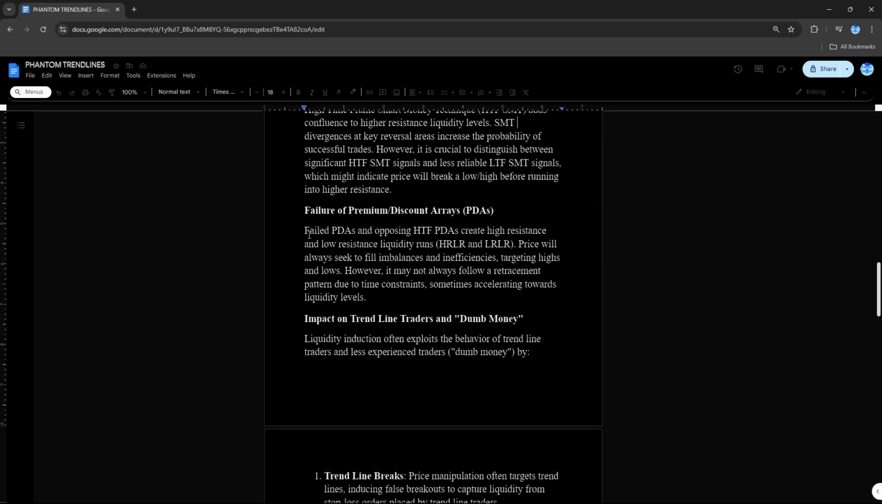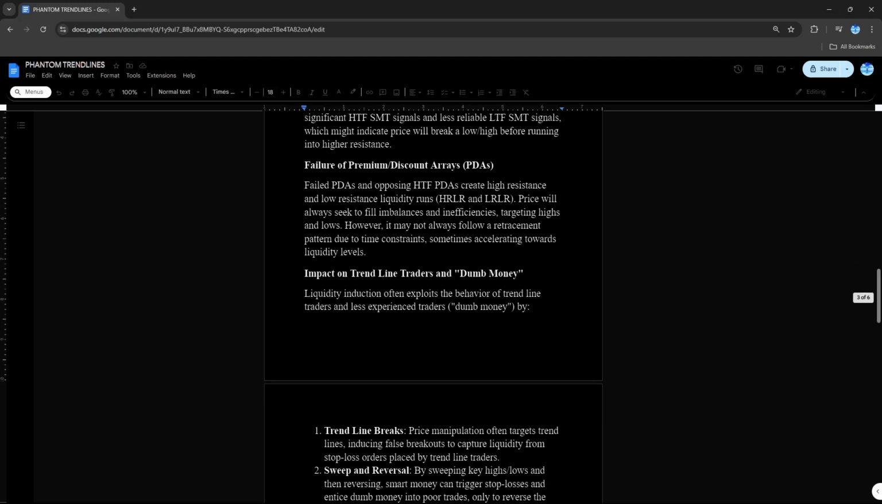Failed PDAs and opposing high time frame PDAs create high resistance and low resistance liquidity runs. Price will often seek to fill imbalances and inefficiencies, targeting highs and lows. However, it might not always follow a retracement pattern due to time constraints, accelerating towards liquidity levels. Once we see efficient price delivery and balanced price areas, we no longer need to deliver back to them and will start to spool towards our liquidity levels.